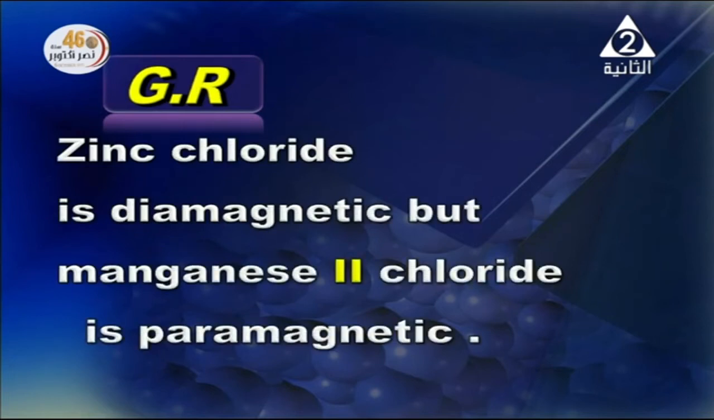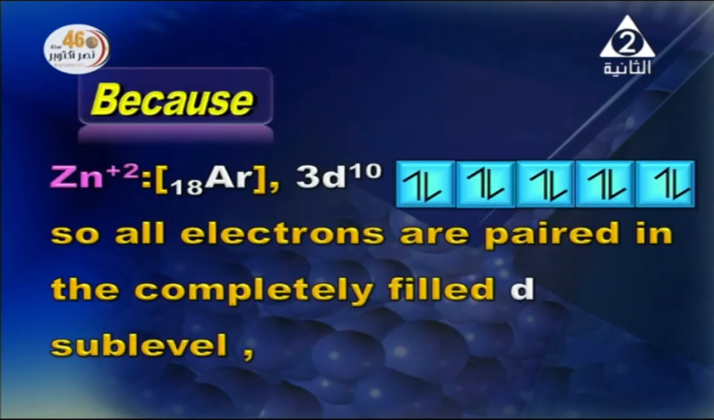Zinc chloride is diamagnetic, but manganese 2 chloride is paramagnetic. The reason for that is zinc, which has atomic number 30, has electronic configuration argon 18, 4s2 3d10. When zinc chloride is formed, it means zinc positive 2 ion is formed, which has electronic configuration argon 18 3d10 after losing the 4s electrons. So in the d sublevel orbitals, all electrons are in paired state, so it has a completely filled d sublevel.